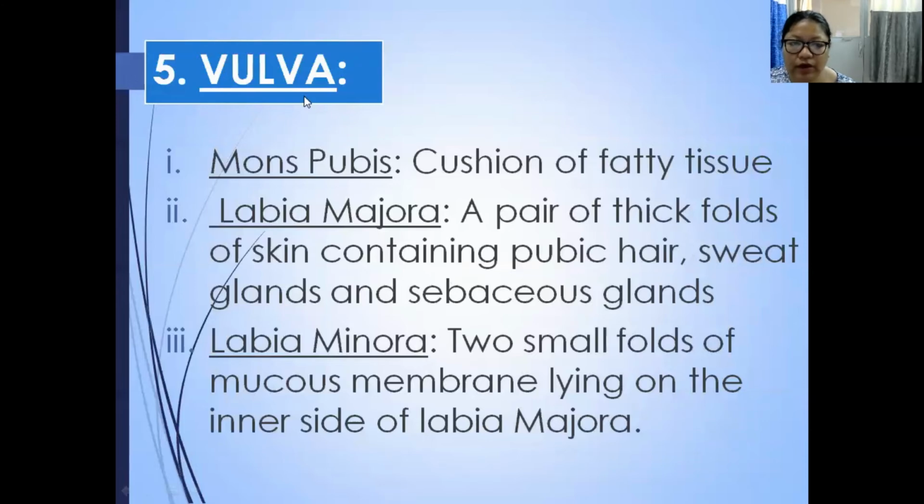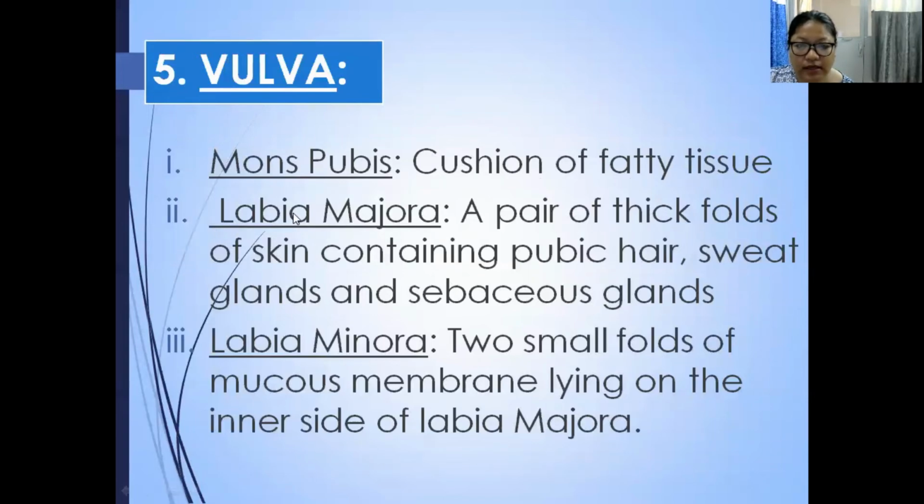This is the fifth part of the female reproductive system. It is divided into 5 parts. First is the mons pubis. It acts as a cushion of fatty tissue, and it is covered by skin and the pubic hair. The mons pubis acts as a cushion, and this is covered by the skin and the pubic hair.